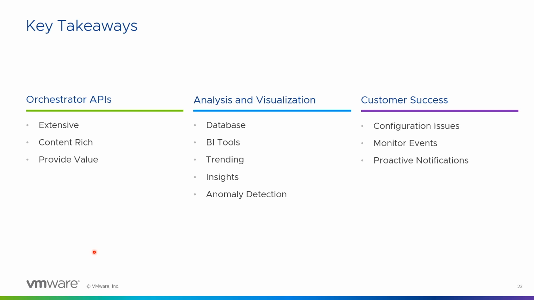So some of the key takeaways, what we hope you leave here today with, is an understanding that the orchestrator APIs are really robust and that they can and should be utilized to drive value in your organization through enabling data collection and, while we didn't deep dive into it today, customization and automation of your workflows. Along with that, there's a lot of really great analysis and visualization that can be done with the data from the APIs. We've developed a database and used different BI tools to be able to pull insights.